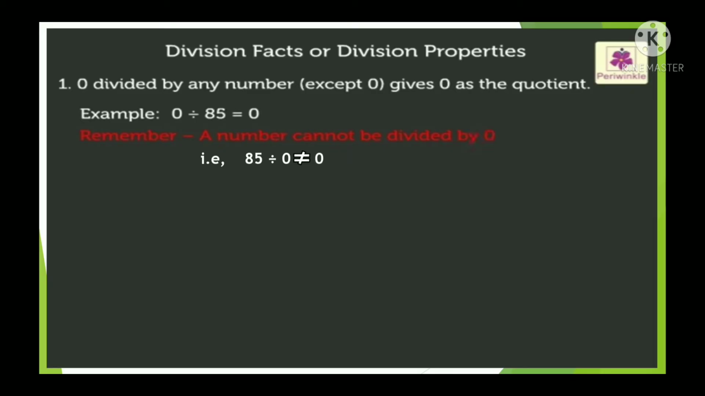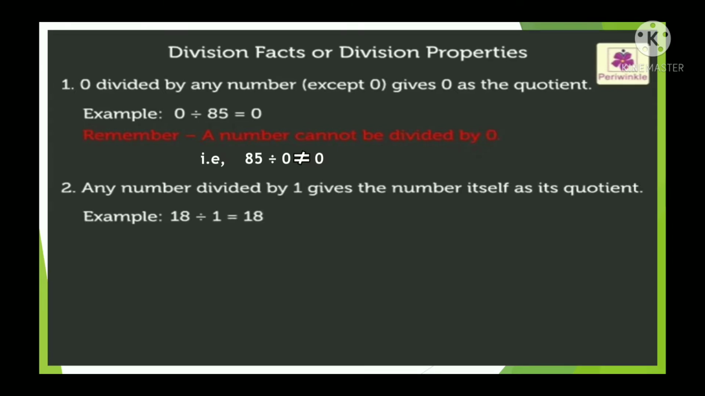Now the next topic is properties of division. The first property is that 0 divided by any number except 0 gives 0 as the quotient. For example, 0 divided by 85 is equal to 0. Students, you should remember that a number cannot be divided by 0, which means 85 divided by 0 is not equal to 0. If we divide any number by 0, we will not get the quotient as 0.